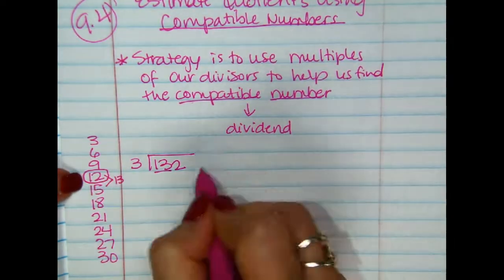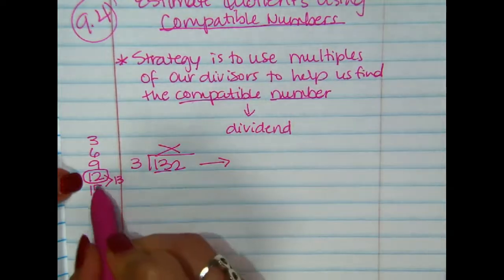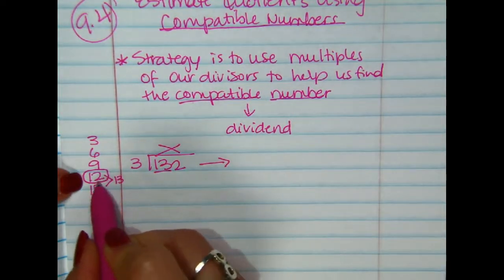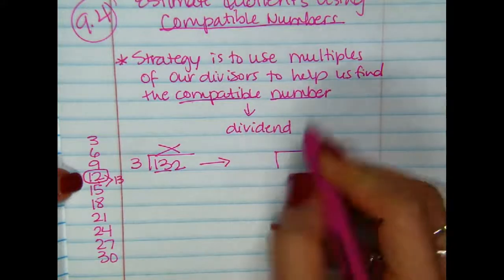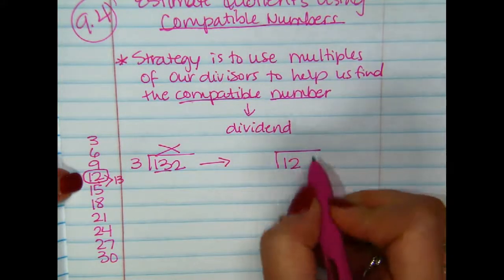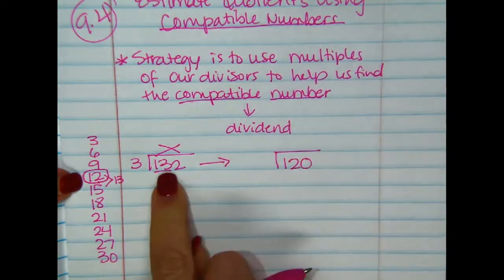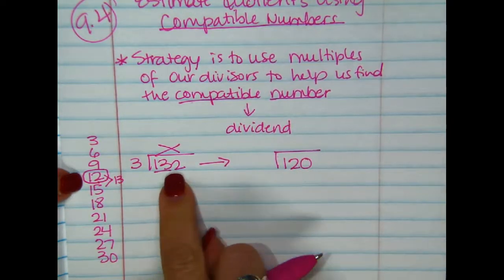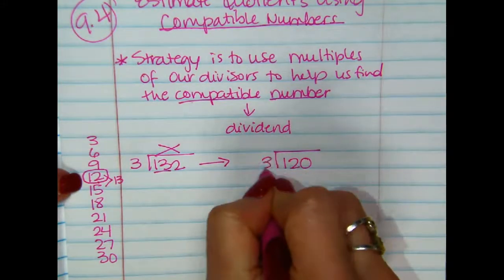So let's change this. We're not working this problem; we are estimating first, so let's change this to 12. Let's change our dividend to an easy number to work with, which is called a compatible number. Let's change those first two digits to 12 and then make it back into a 3-digit number. So you can see that 132 is somewhat close to 120. And we'll still divide it by 3.